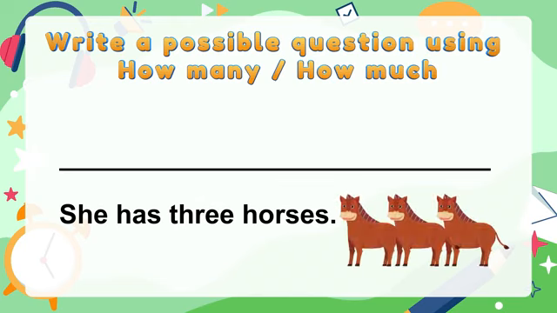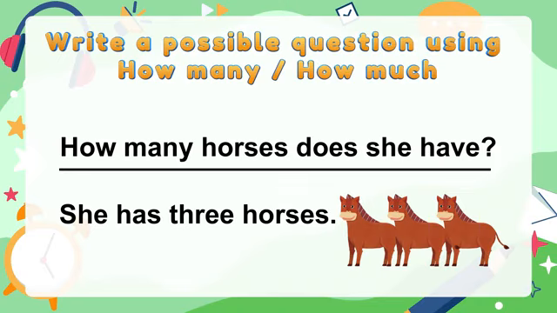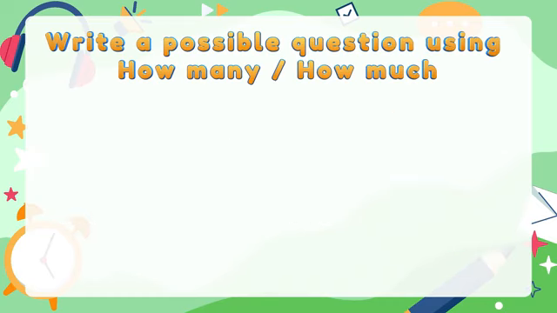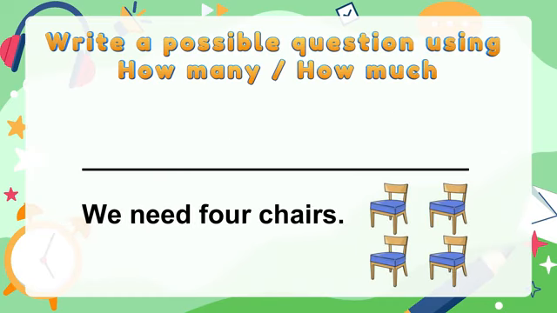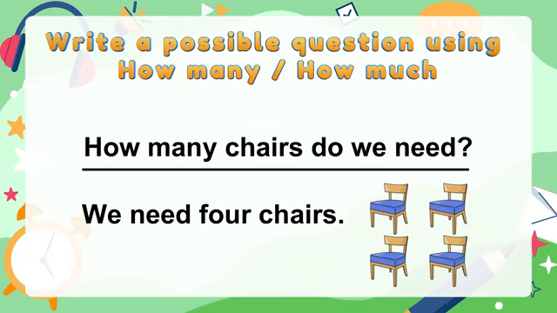The answer says, she has 3 horses. Horses is countable, so we use many. How many horses does she have? The answer says, we need 4 chairs. Chairs is countable, so we use many. How many chairs do we need?